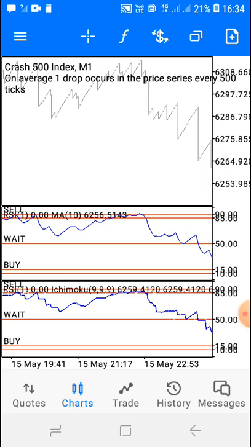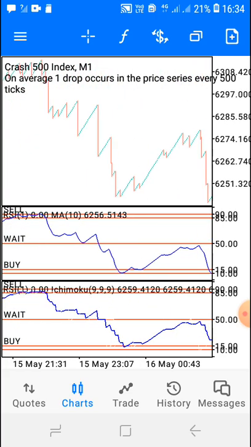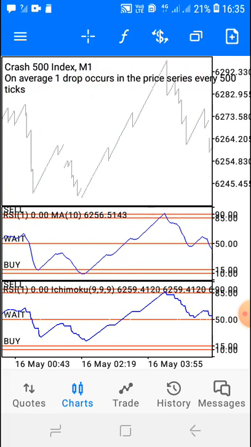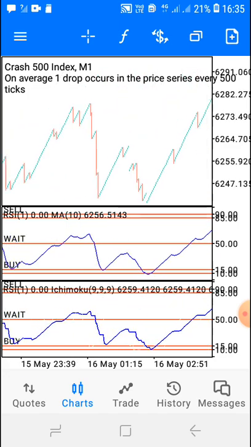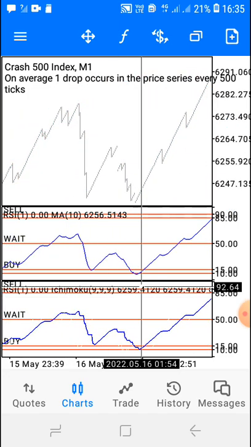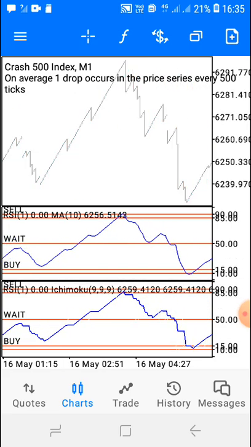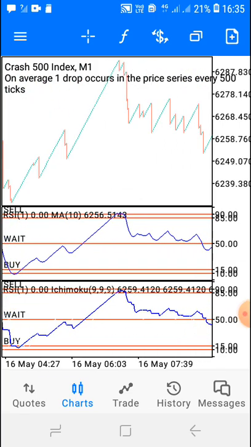Okay, so check this out. Crash 500 is moving in an uptrend. So what we're going to do now is wait until the Ichimoku and moving average are at the 10 level. Over here, you can see the Ichimoku and the moving average are both at the 10 level. But what's happening? If you drag the screen, it's moving. So what does it mean? It means you're not supposed to take an entry, because that is not how you're supposed to use the strategy. So let's just wait patiently.